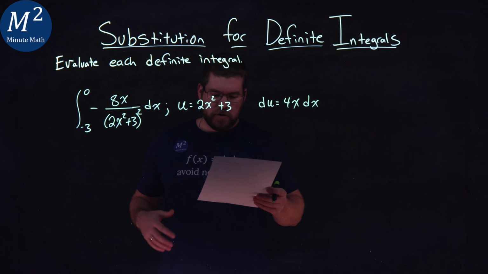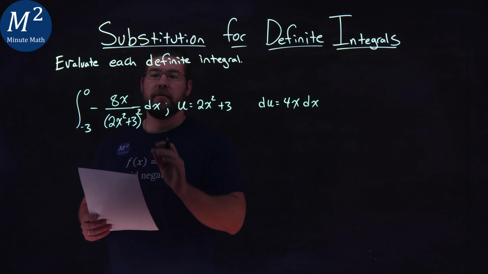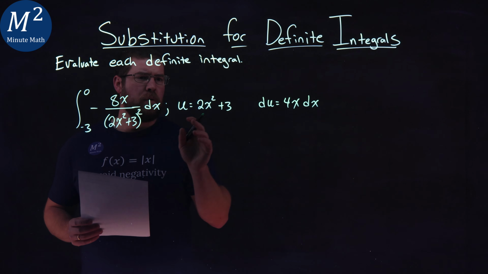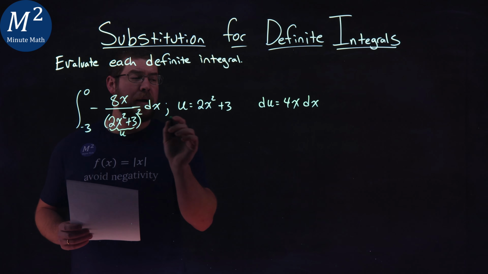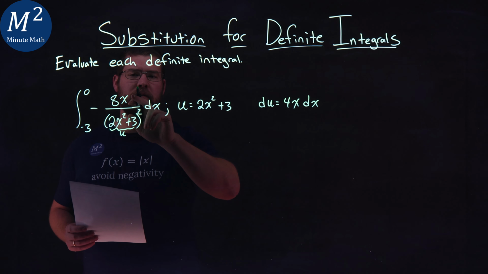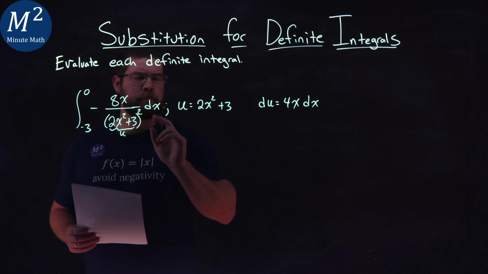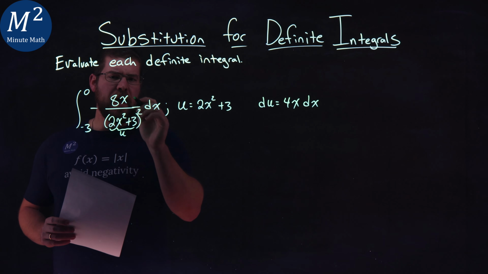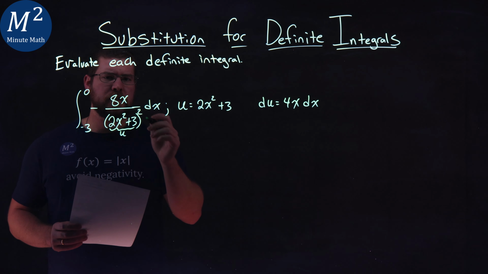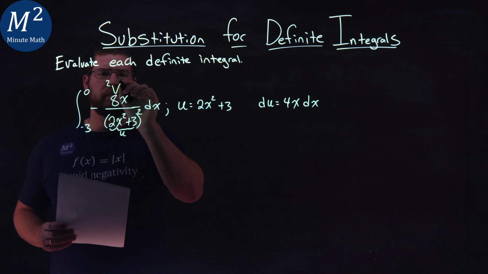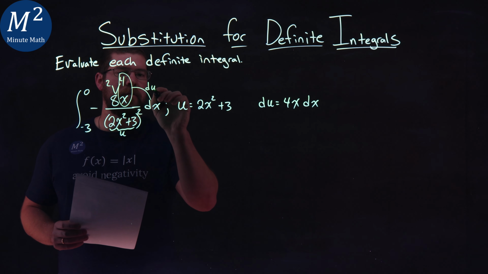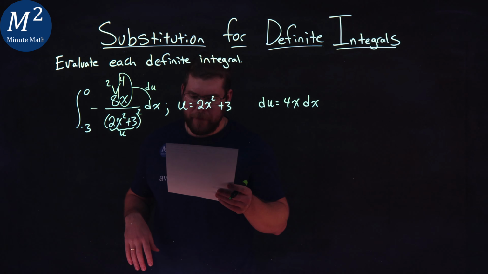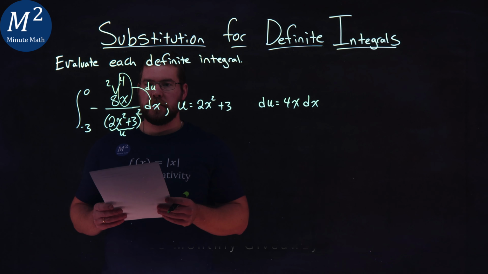Okay? So with that, we want to see how we can write this in terms of u. Well, right now my u clearly is that 2x² + 3. My du is a 4x dx, but we have an 8x dx right here. Well, 8 breaks apart, right, to be 2 times 4. And now we see our 4x dx being the du right there.